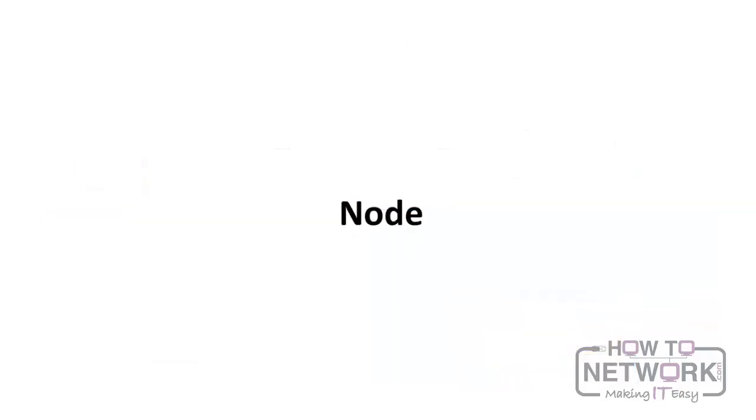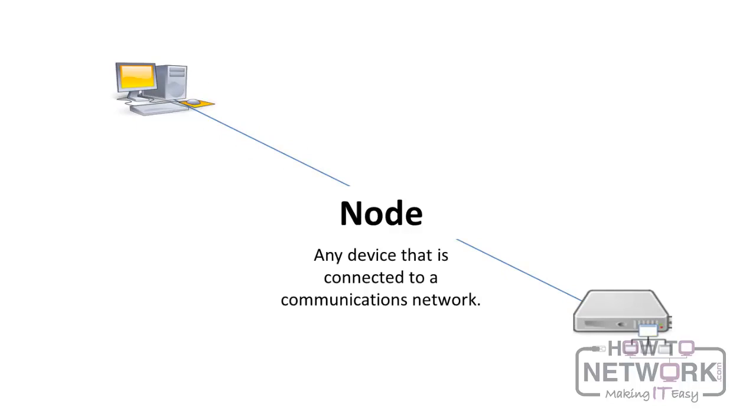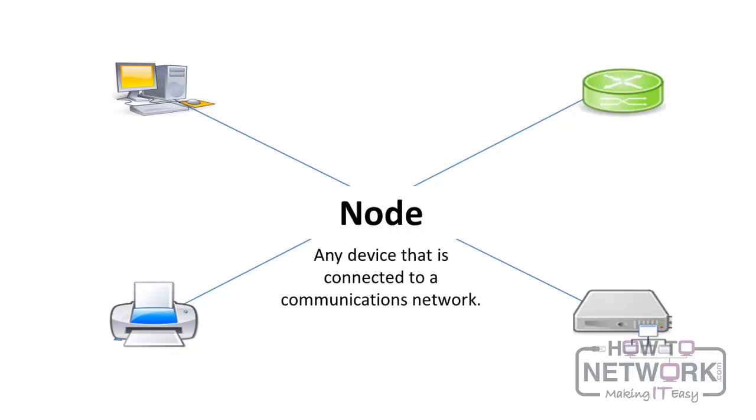Now, we have two devices that I want to define. One is a node, and a node is any device that is connected to a communications network. And this can be just about anything. So clients and servers are nodes, and so are printers and network-attached storage devices. And these are all what we call endpoint nodes. I'm going to write that up here, because that's where the data ends.